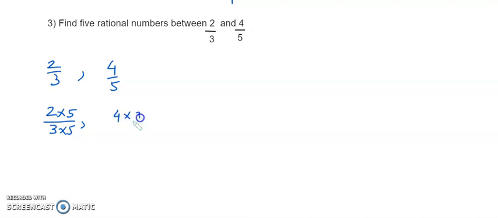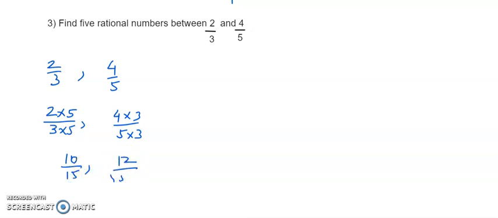Let's take the next one. Again, 2 by 3 and 4 by 5. LCM will be 15. So it's 2 times 5 divided by 3 times 5 and 4 times 3 divided by 5 times 3. So I'm getting my like fractions as 10 by 15 and 12 by 15.